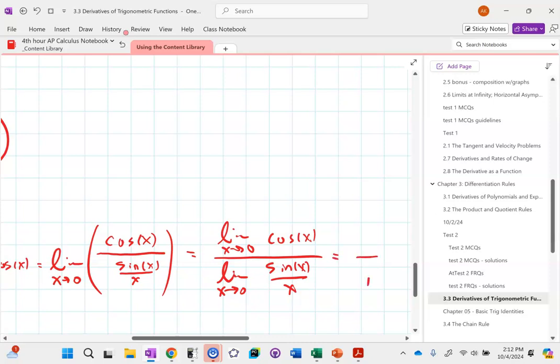The limit as x approaches 0 of sine x over x is 0, or is 1. That's the identity that we've been trying to use. What's the limit as x approaches 0 of cosine? 1, right? Because I just plug 0 in for cosine, and cosine of 0 is 1. So this is just 1.